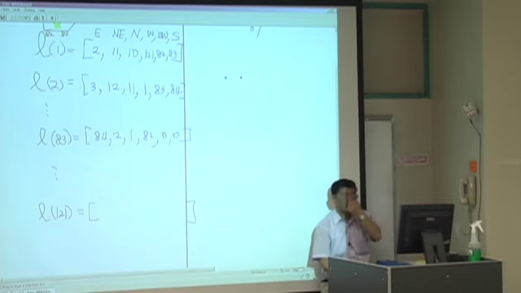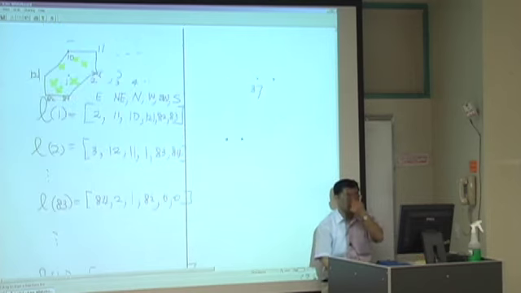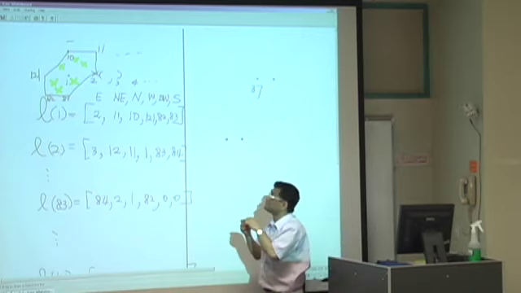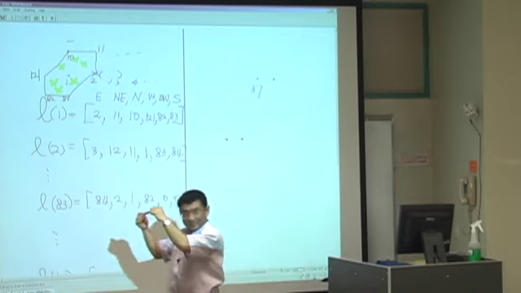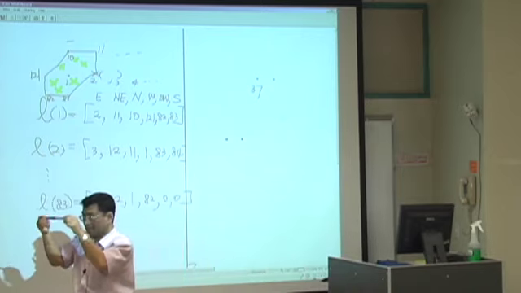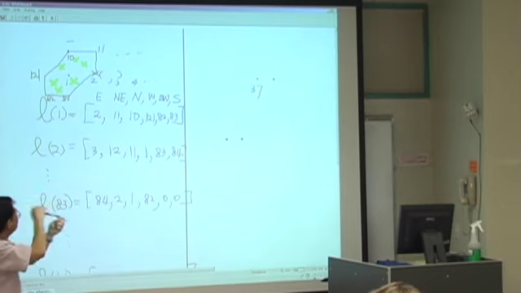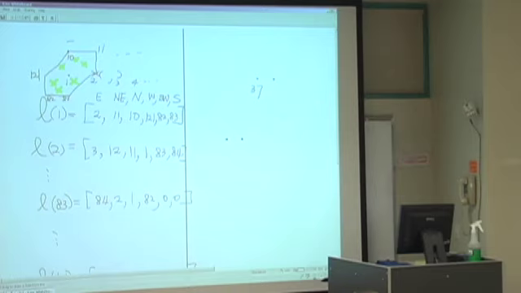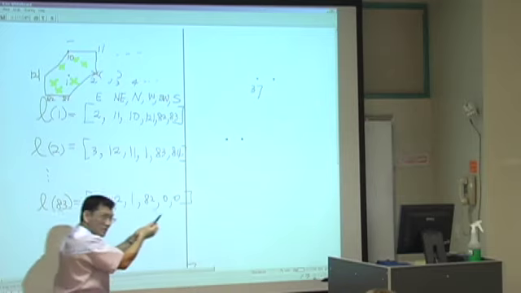What is L of 1 to 1? Link information of 1 to 1 is what? East side is what? So please find these things. So link information of 1 to 1: east side is what, and the north side is what? And so on.